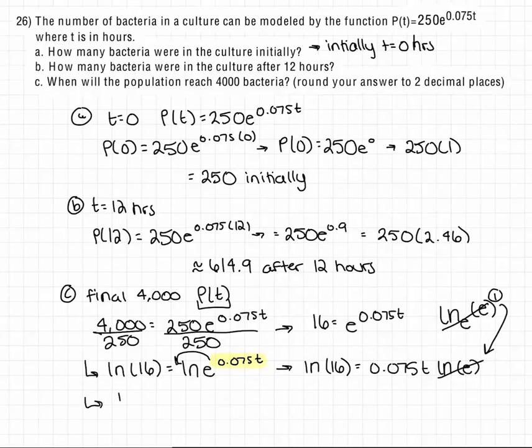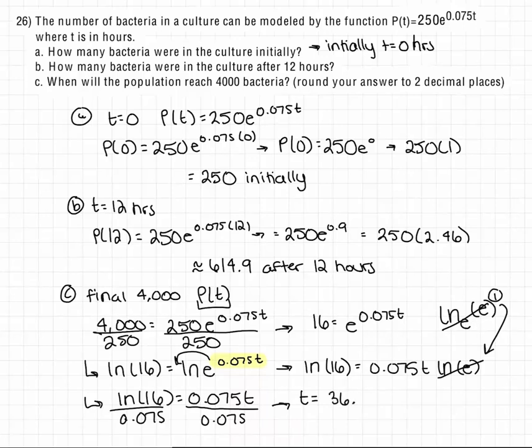So we get the ln of 16 is equal to 0.075 t. Now to finish it by isolating t, we divide both sides by 0.075 again. And now we have t is equal to approximately 36.97 hours. And these are your final answers for part A, B, and C.